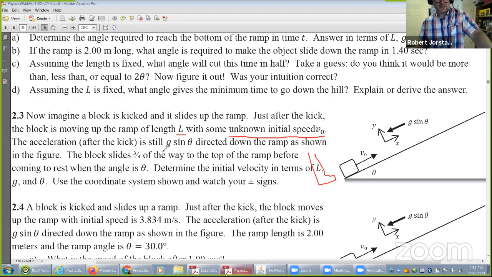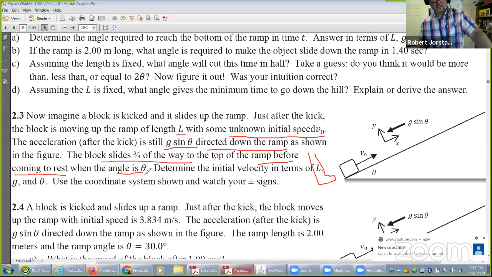The acceleration is G sine theta, directed down the ramp, as shown. The block slides 3/4 of the way up before coming to rest. The angle is theta. Determine the initial velocity in terms of L, G, and theta.